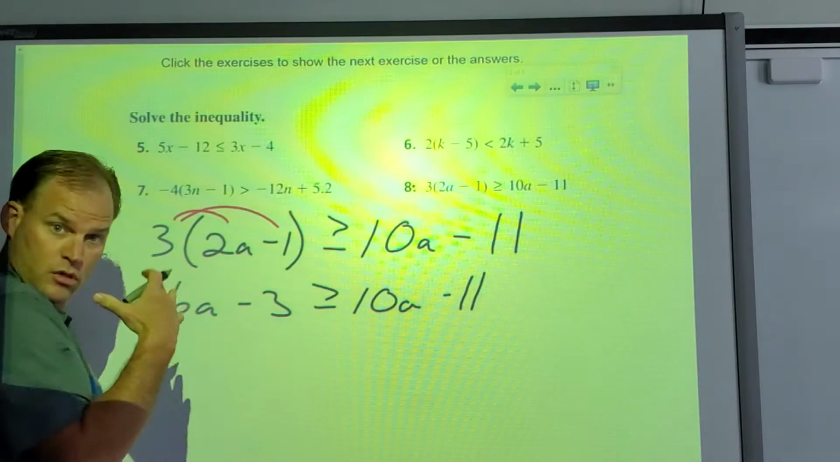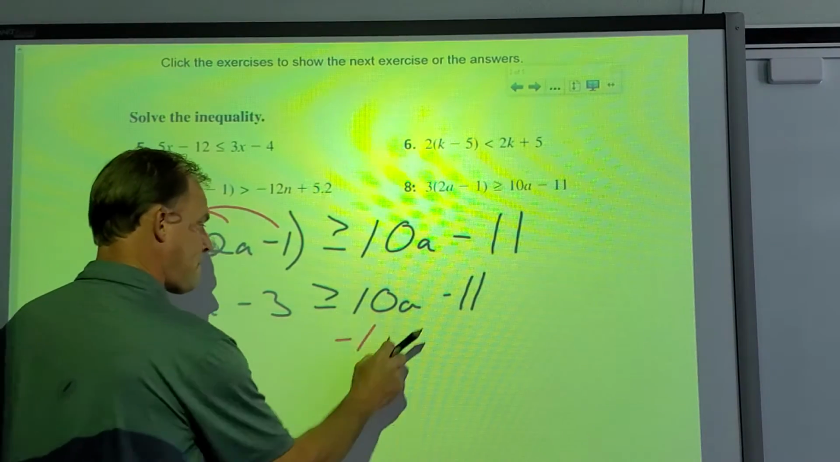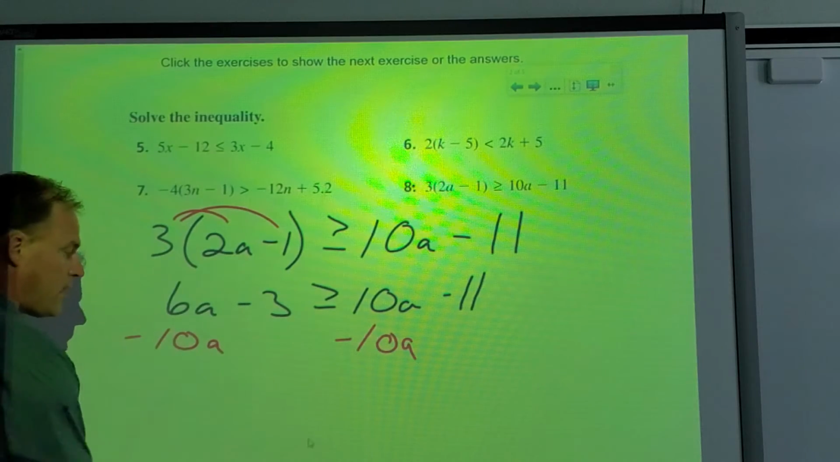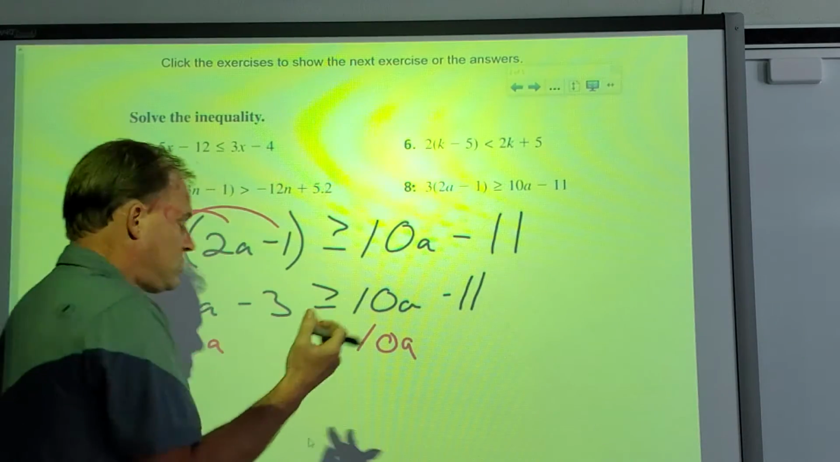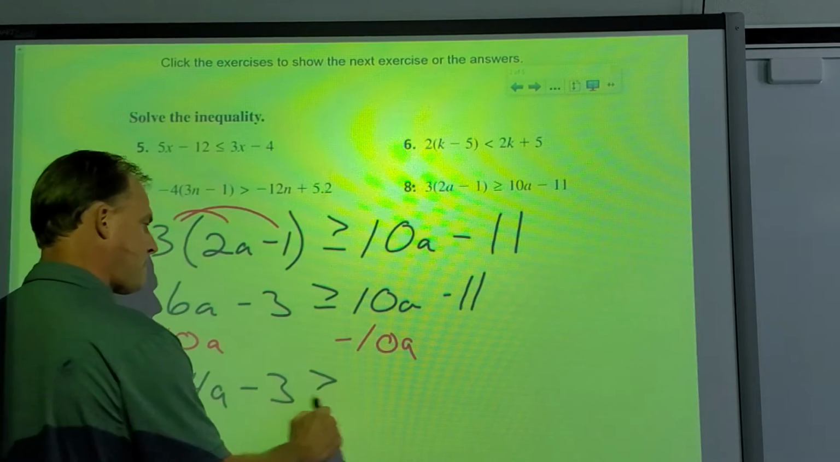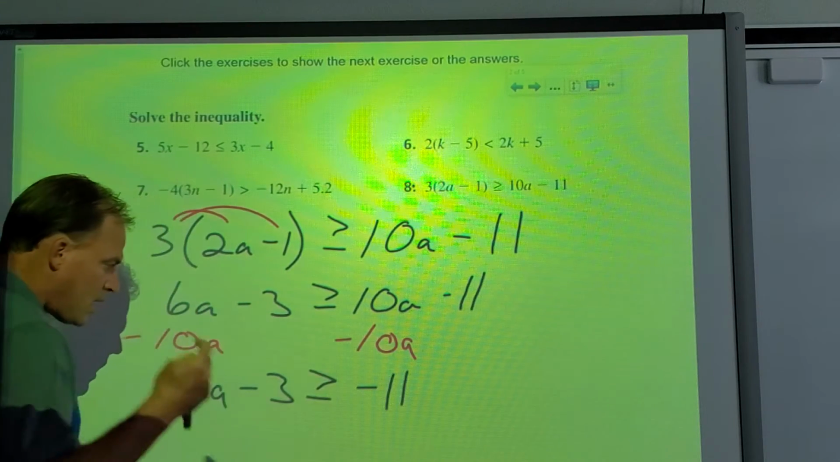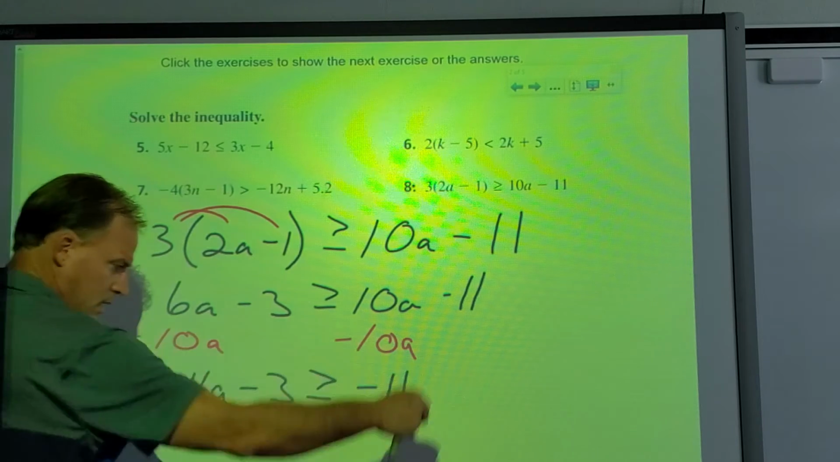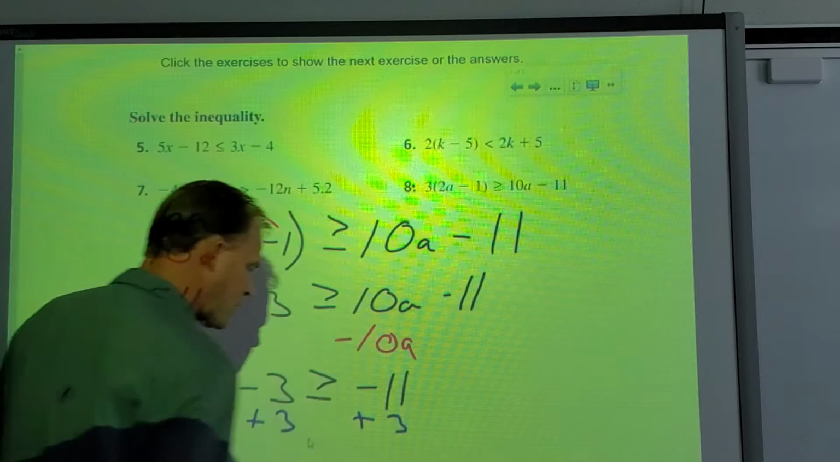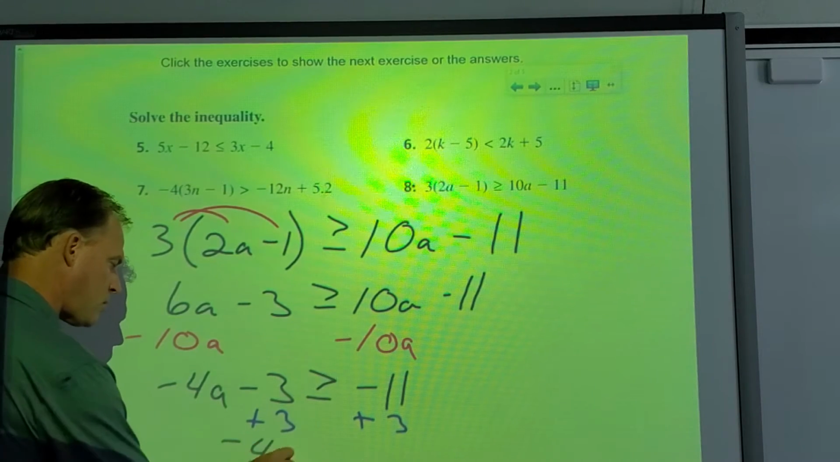Get all the variables on the same side. I prefer the left. Some of you may want to go right and then switch it. Okay, I don't like that, but that's me. Next, I need to add 3. I'm running out of room here. I'm gonna write a little smaller.